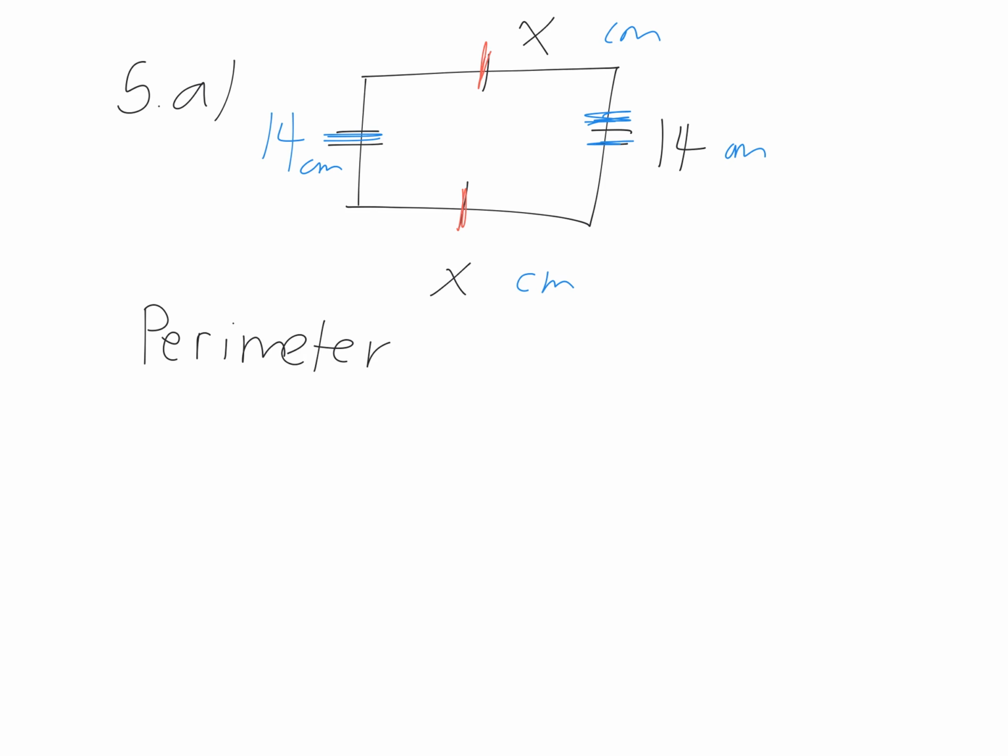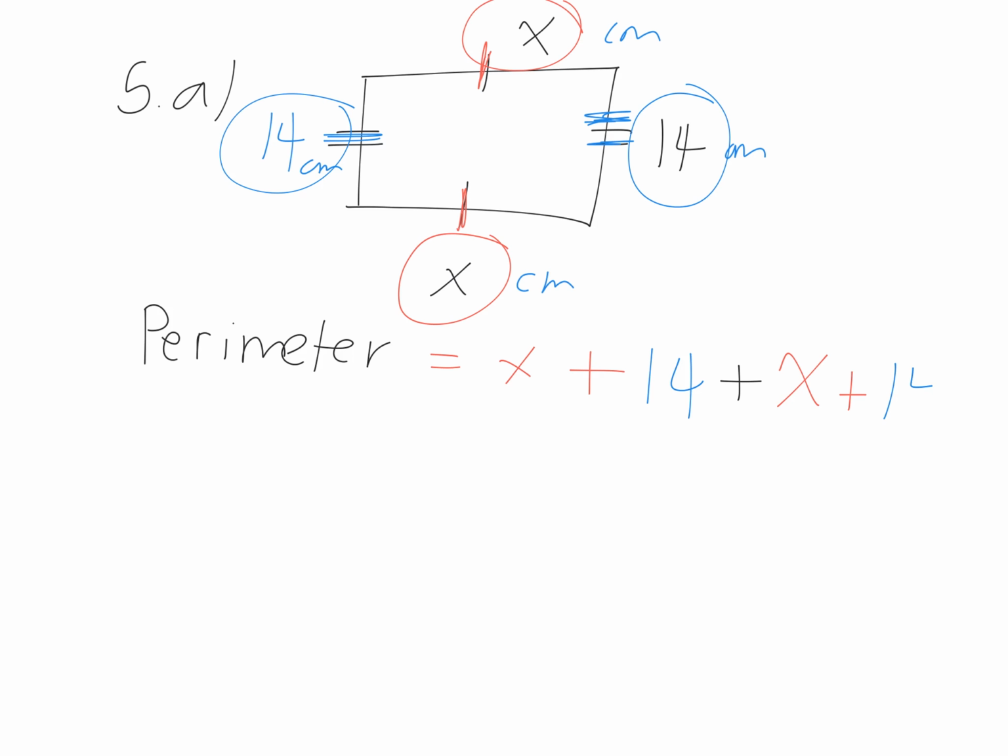How do you find perimeter of a shape? To find the perimeter of any shape, you add up the length, the distance around the outside of the shape. So we have to add this, x plus, what else is on the outside of the shape? 14 plus, we have to add this, right? X plus 14. Does everyone agree that's the total distance around the outside of the shape? I have x plus 14 plus x plus 14.